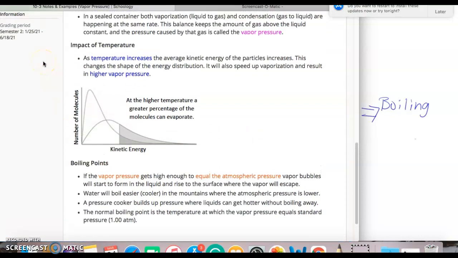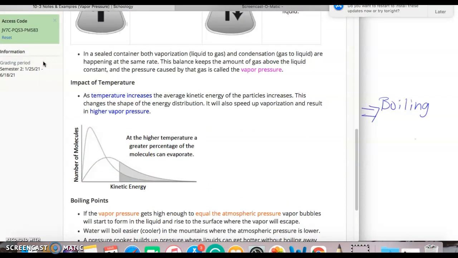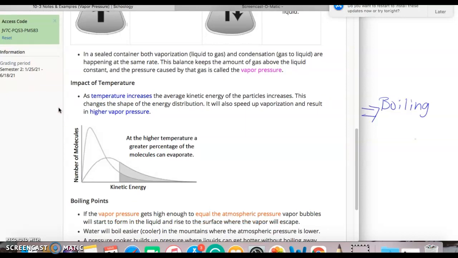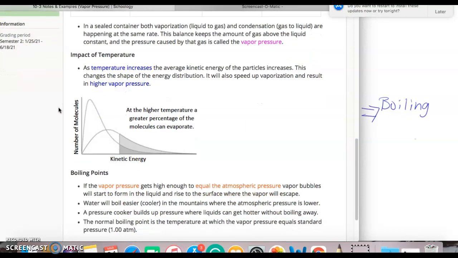So that is today's notes, just going over exactly what vapor pressure is and how that affects our boiling points, and the impact that temperature can have on the vapor pressure and those boiling points.